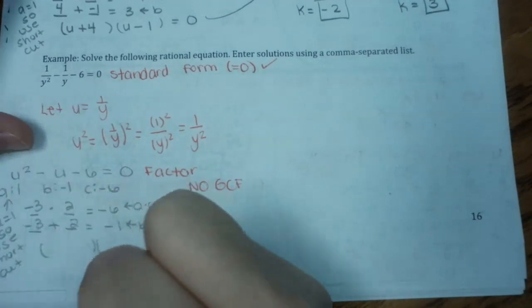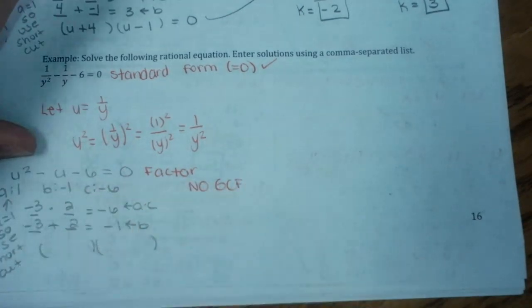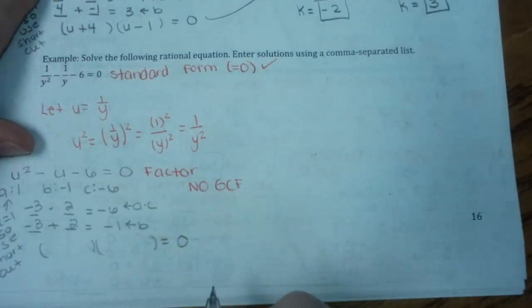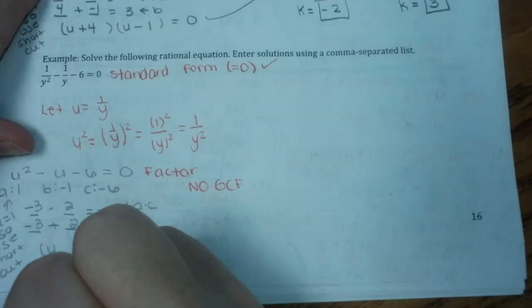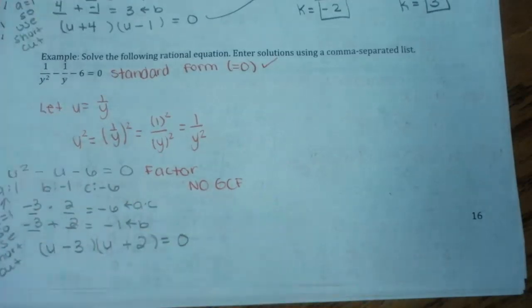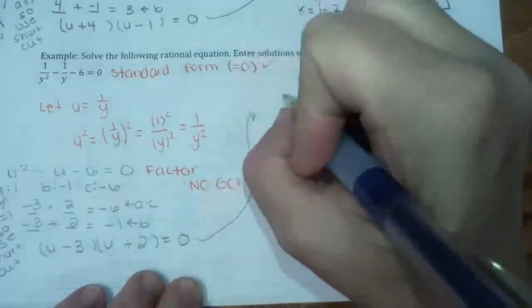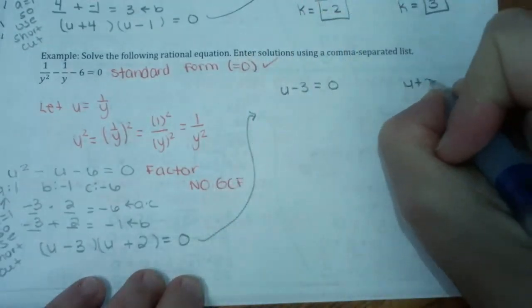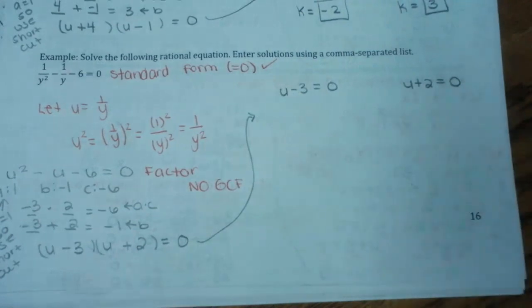Our shortcut tells us we go straight to our two factors. Set equal to 0. Our variable is u, and our blank is negative 3 and positive 2. So our two factors are u minus 3 and u plus 2. So coming up here, setting those two factors equal to 0. So u minus 3 equals 0, u plus 2 equals 0.